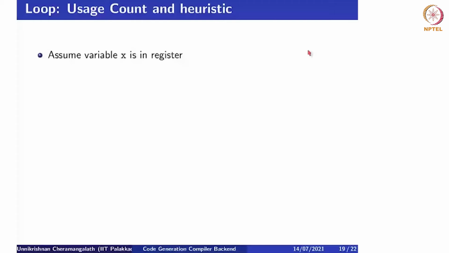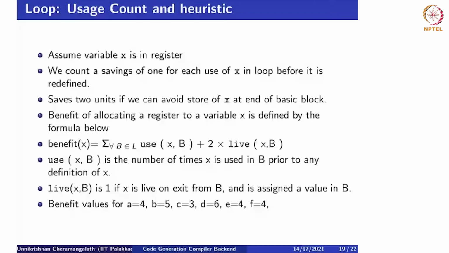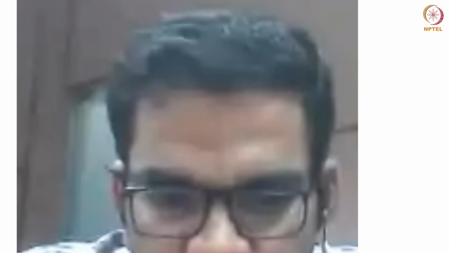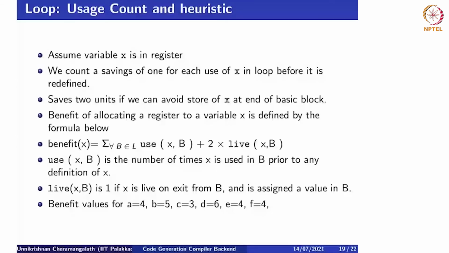Looking at the values, the benefit for A is 4, B is 5, C is 3, D is 6, E is 4, and F is 4. So if you want an allocation for this loop with a limited number of registers, you have 3 registers. So B and D can be allocated. What about the third register? You can choose among A, E, and F.